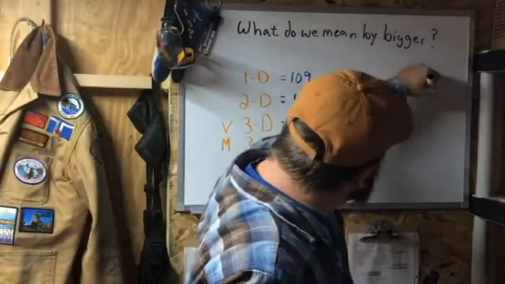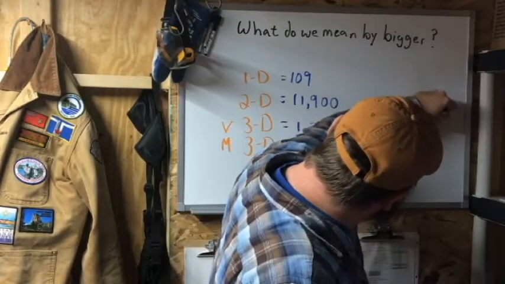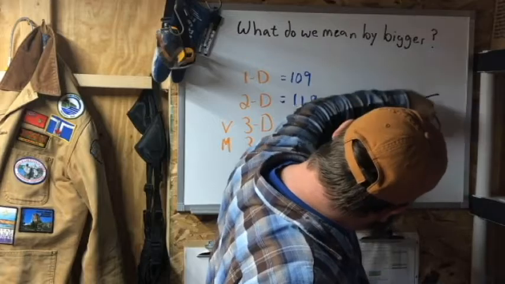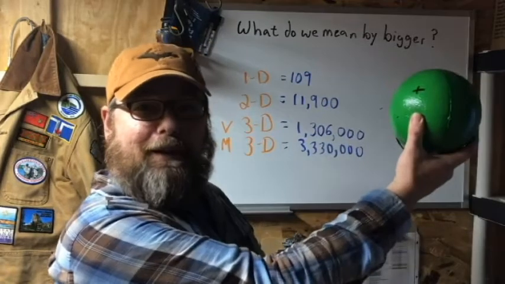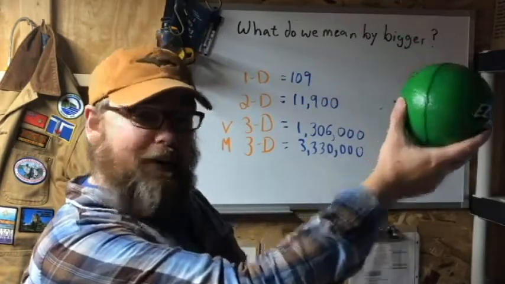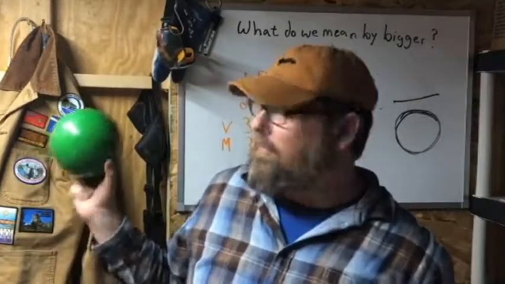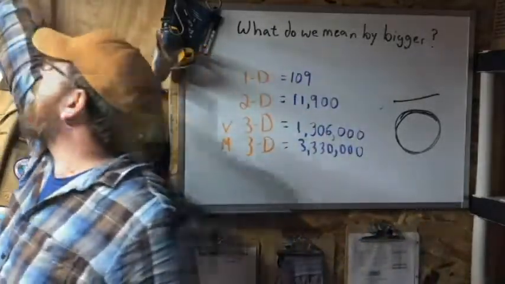Here's your 1-dimensional sphere. Okay? Here's your 2-dimensional sphere. It's a circle. My sloppy drawing there. And here's your 3-dimensional sphere. It's a sphere. The 4th dimension would be a hypersphere. I think there's another name for it too, but I don't know.